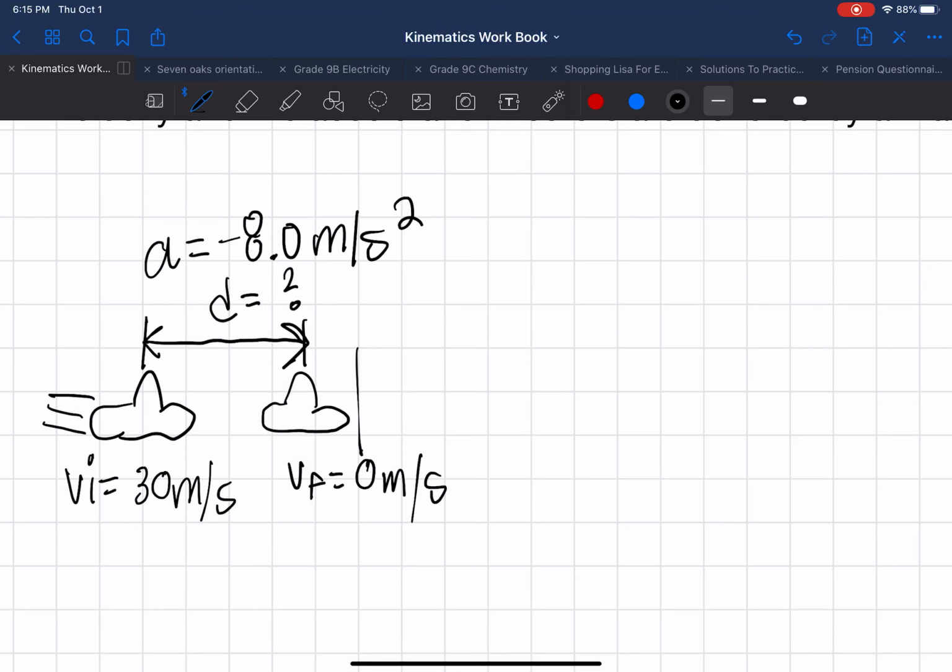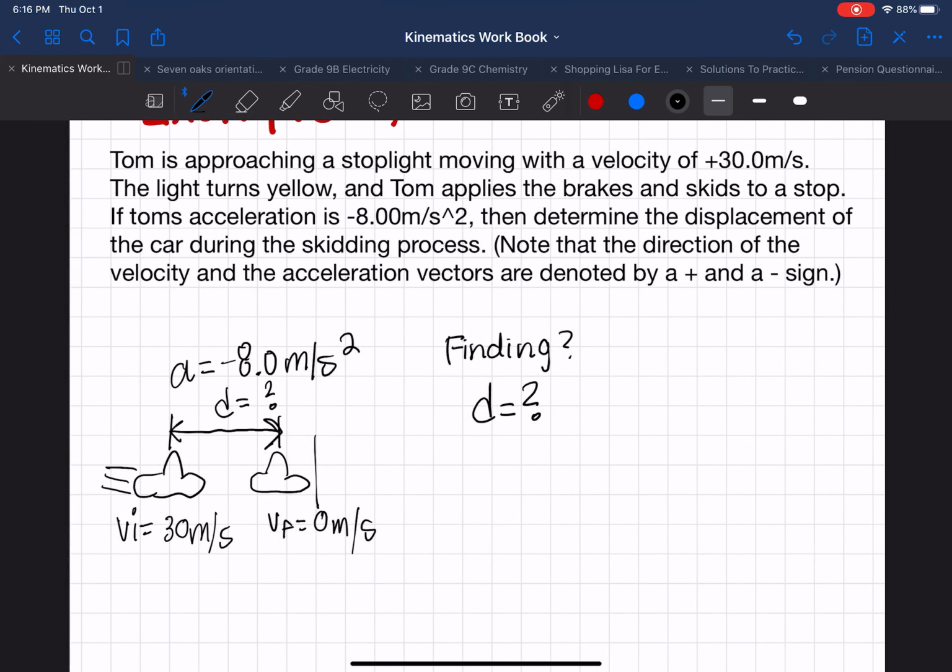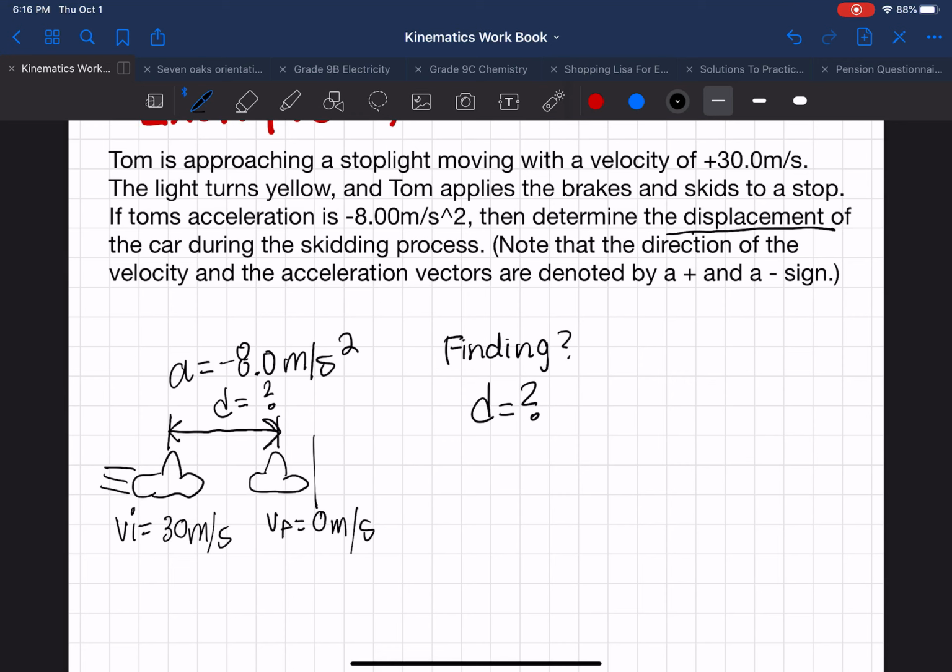Now, once we draw the picture, we notice that the next strategy is listing the unknown desired variables. So I listed all the variables that are known: the acceleration is minus 8 meters per second squared, the initial velocity is 30, and the final velocity is 0. So what is the unknown? So we are finding D equals question mark, because the question is asking to determine the displacement of the car during the skidding process. So we're looking for D.